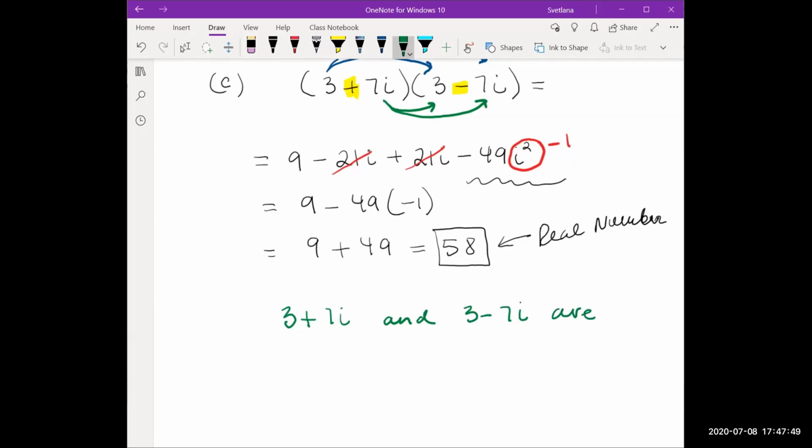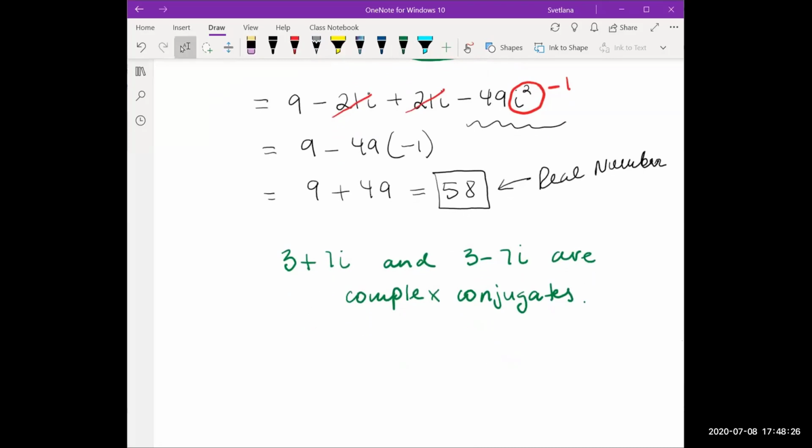are complex conjugates. And then in general, complex conjugates have this form: a plus bi and then a minus bi. So when signs are different in front of the imaginary units right here, those two are complex conjugates.